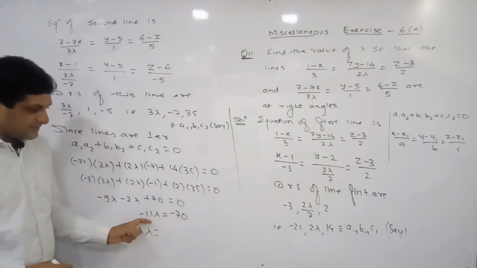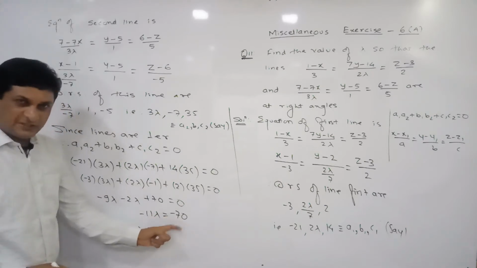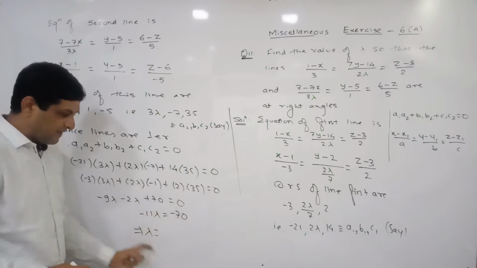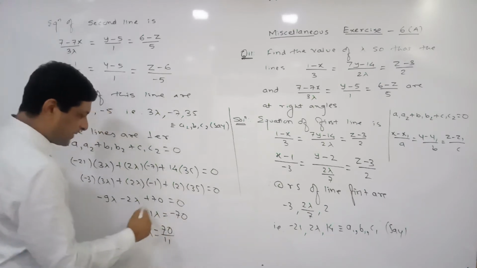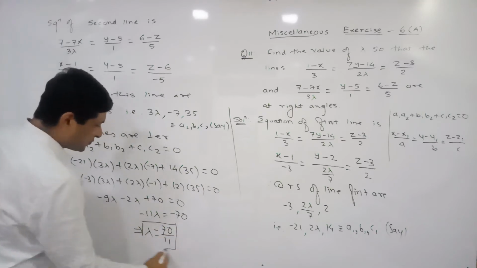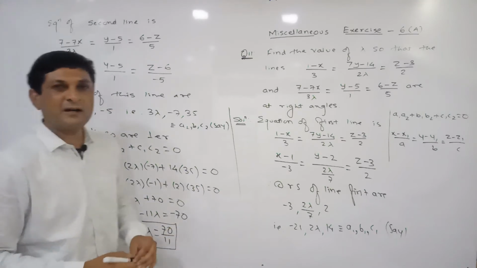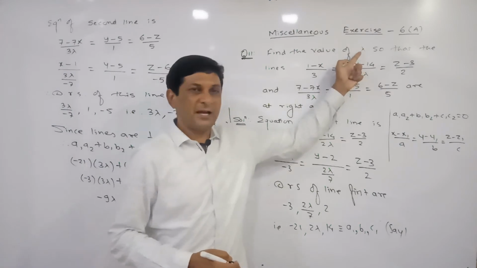Which implies that lambda is equal to this minus 11 will get divided on this side. So minus 70 divided by minus 11 will be 70 upon 11. Minus minus will get cancelled, and in this way we have got our required unknown value. Which value? Lambda, isn't it?